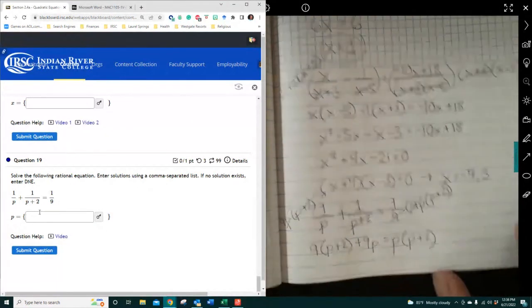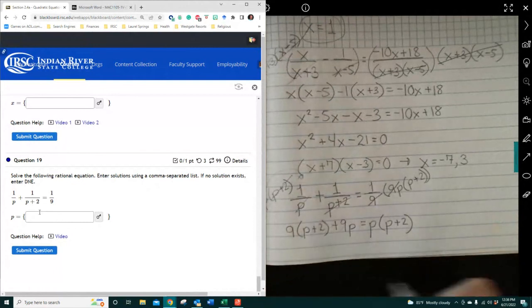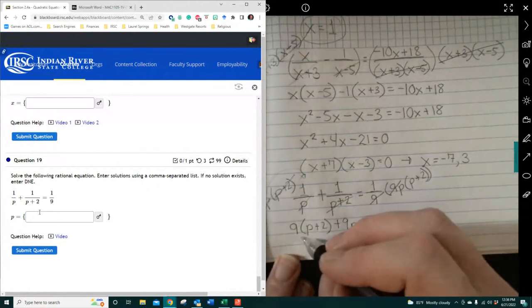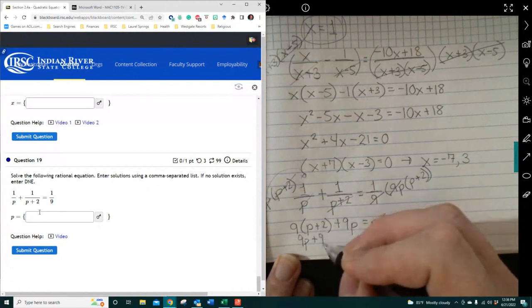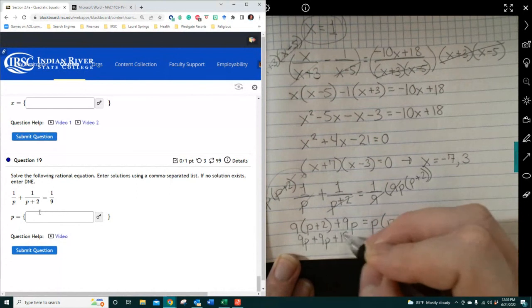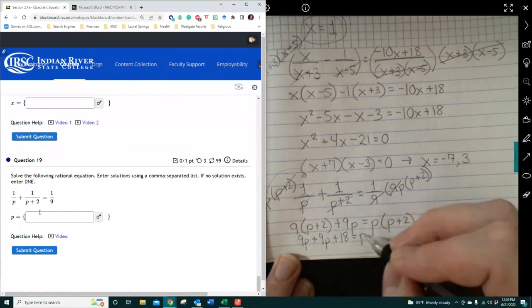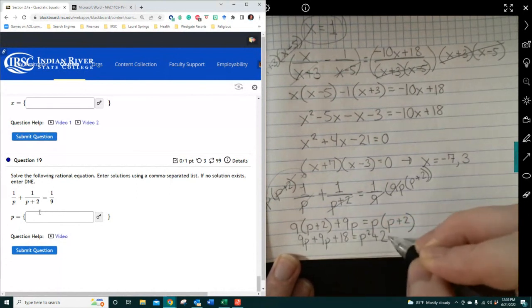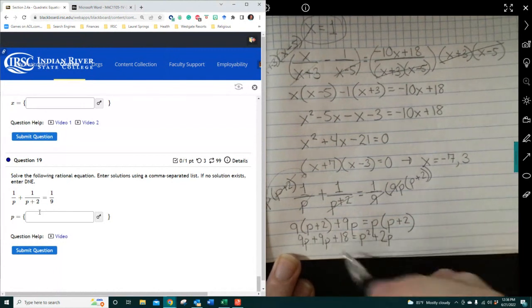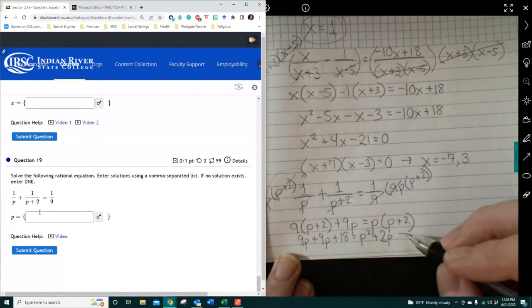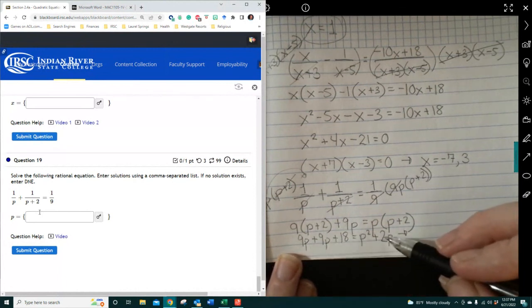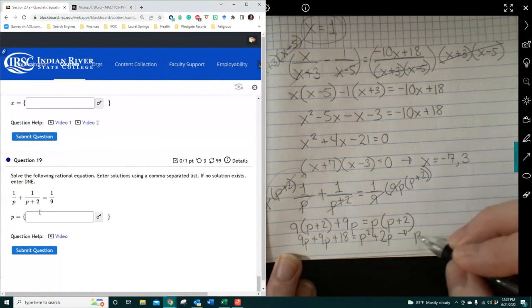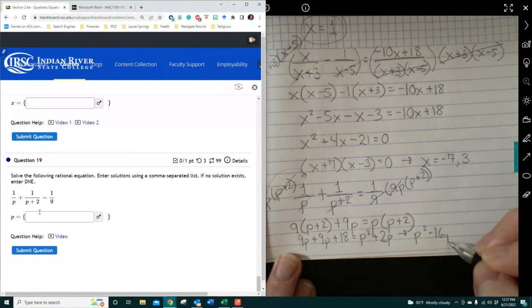And you can see all the fractions are gone now. The rest of it is just simple legwork. You're just going to go ahead and multiply it out. This is 9p added to, I'm going to put the 9p's together, 9p, and then you have plus 18 equals p squared plus 2p. And then you're going to go ahead and bring everything over to the left side or right side. So this is going to be 18p's added to, or no, subtracted from 2p's. So you're going to get p squared minus 16p minus 18.